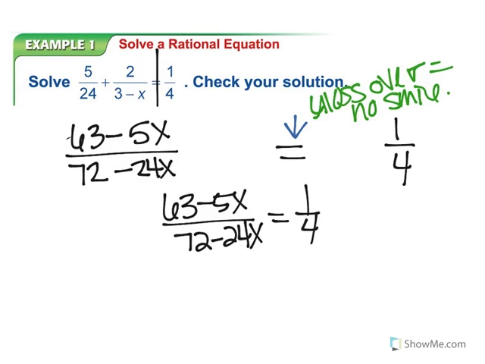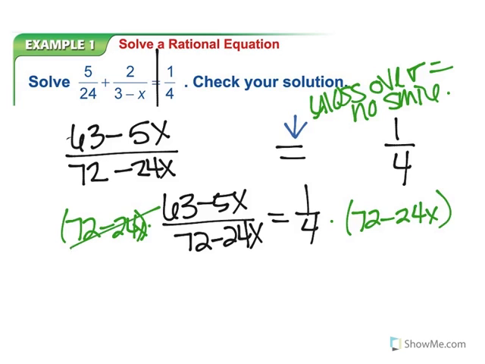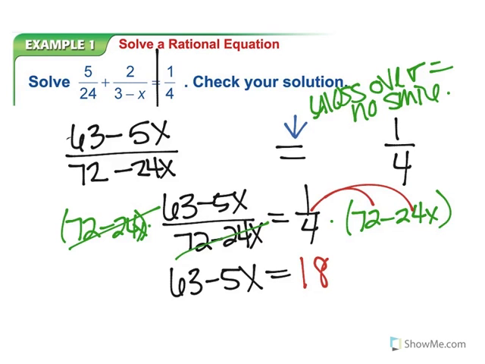Now we can multiply by the denominator on both sides. So multiply by 72 minus 24x times 72 minus 24x. These are going to cancel. I'm going to be left with 63 minus 5x is equal to, and I can go ahead and distribute the 1/4. So that's 72 divided by 4, which is 18. And then we get 24 divided by 4, which is 6. Okay. So we get negative 6x.